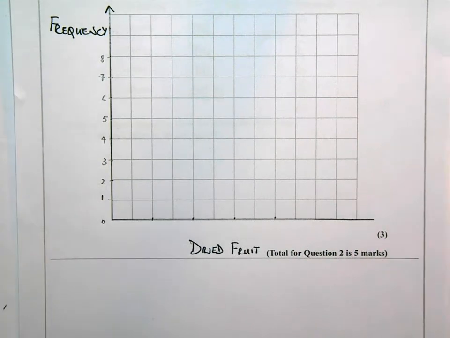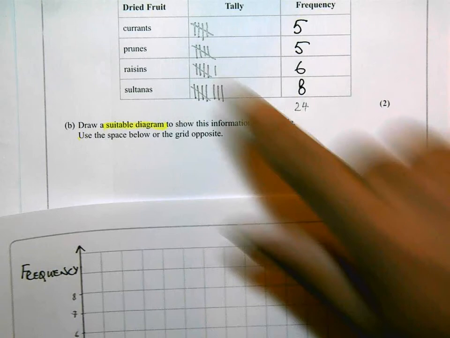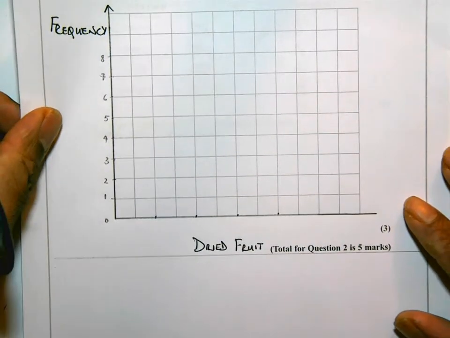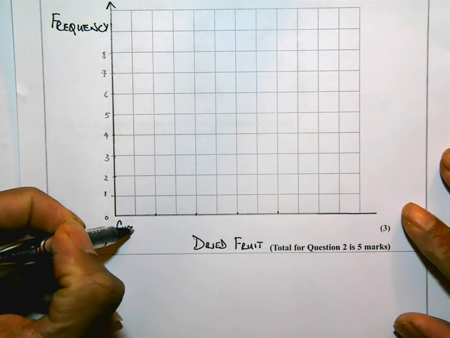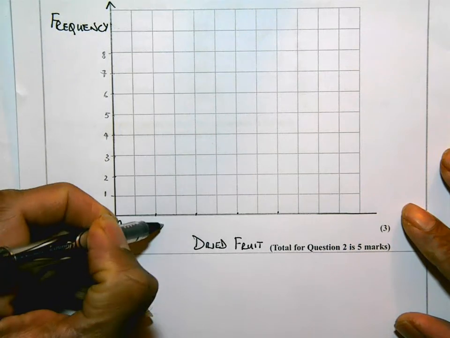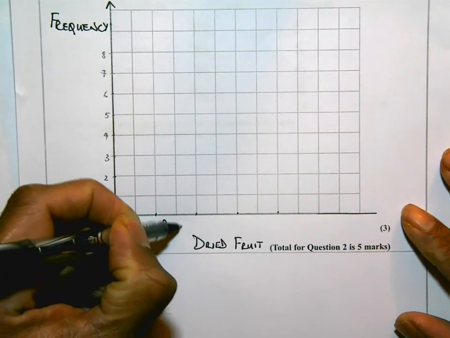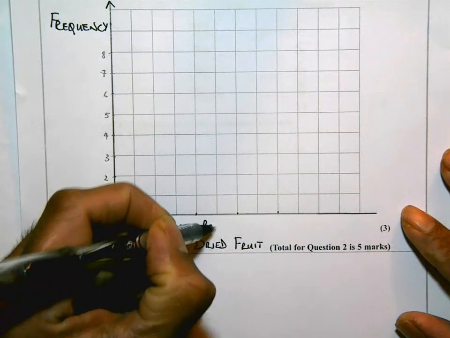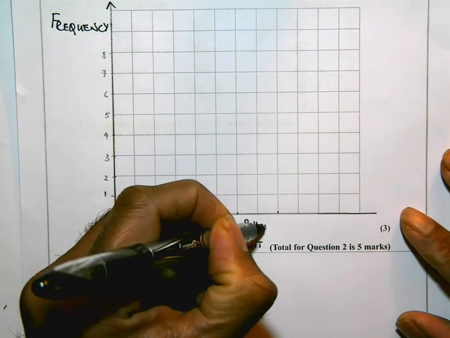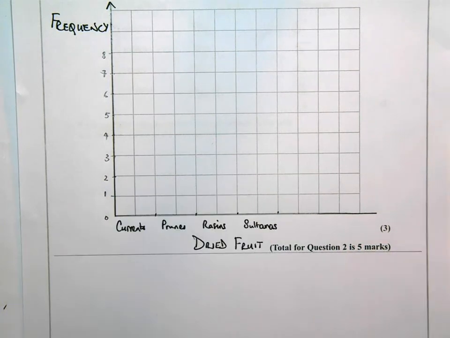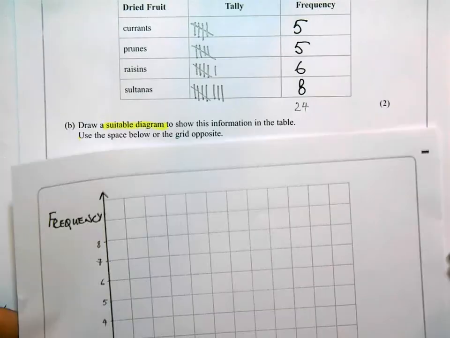Now I'm going to put in the names of the fruits. There's currants, prunes, raisins, and sultanas. So currants, prunes, raisins, and sultanas. Okay, and now I'm going to start drawing the bars in. I'm going to flick back and forth to the table. So in the table, there are 5 currants and 5 prunes.